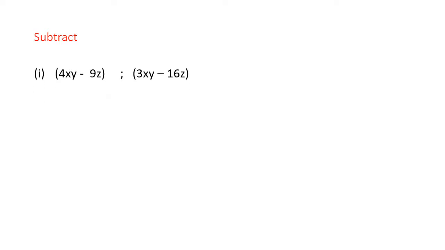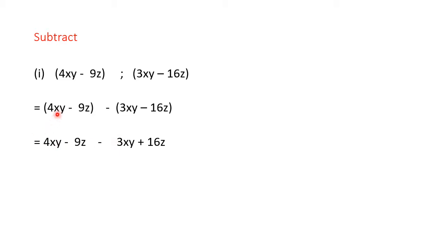Okay, first we have these two expressions in front of us: 4xy minus 9z and 3xy minus 16z. We have to subtract, so we put a minus sign in between the two brackets. What is different from addition is that whenever you have a minus sign outside the bracket, the signs inside the bracket are going to change. For example, this 3xy is positive, it is going to turn negative, and this is negative, it is going to turn positive. Let us have a look.